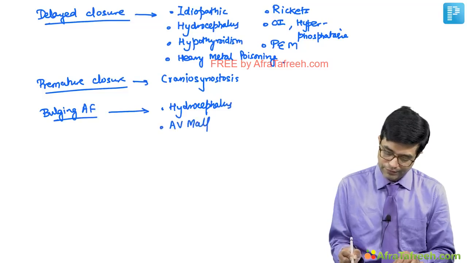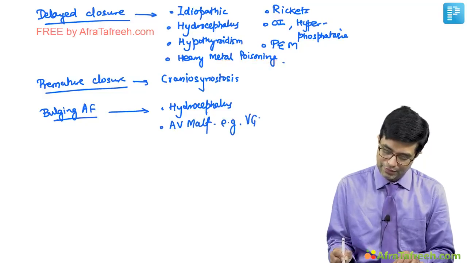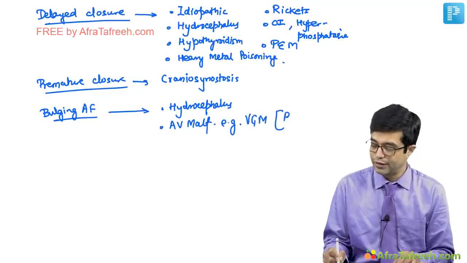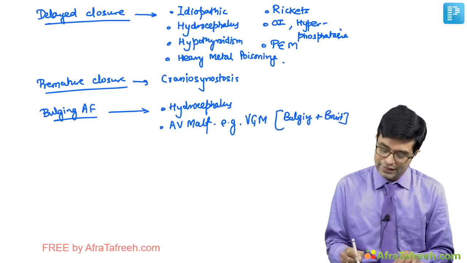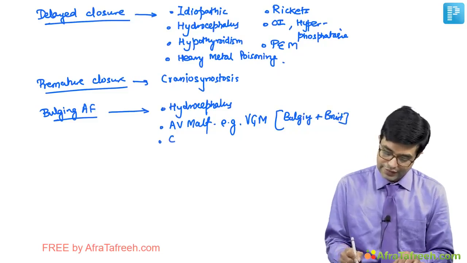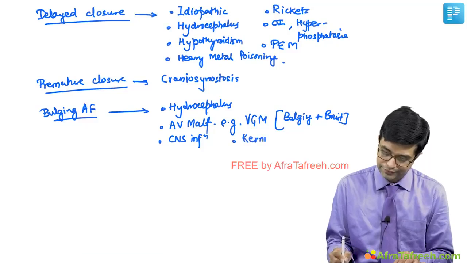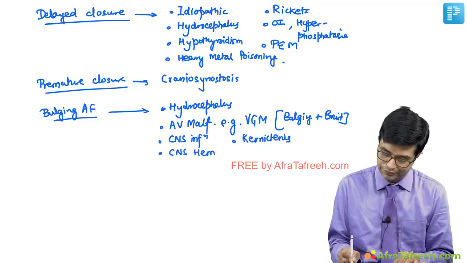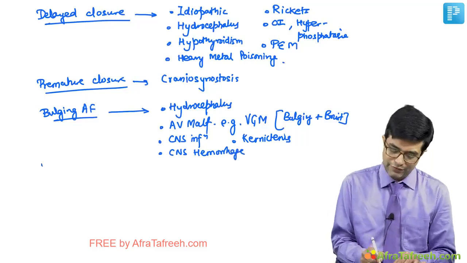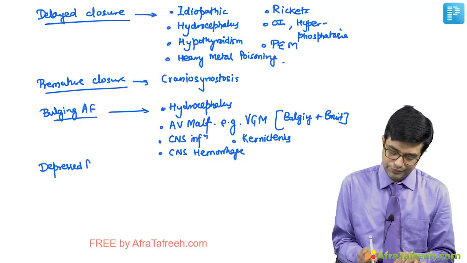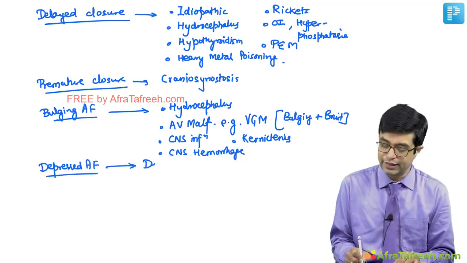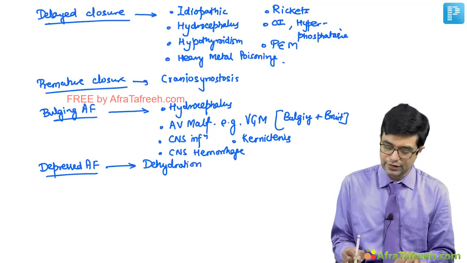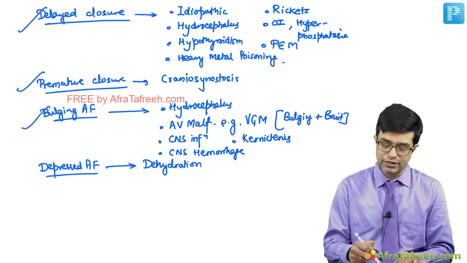arteriovenous malformations. Example, vein of Galen malformation, where bulging anterior fontanelle will be associated with a bruit. It can be seen in CNS infections. It can be seen in kernicterus, and it can be seen in CNS hemorrhage. And then you have depressed anterior fontanelle. Depressed anterior fontanelle is seen in dehydration in infants. So these are the major things that can be asked in entrance exam.